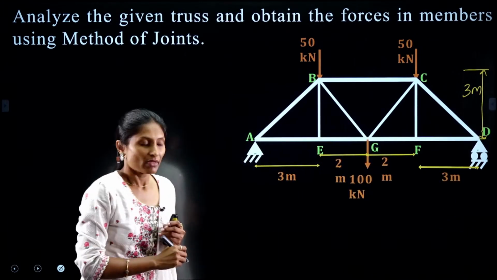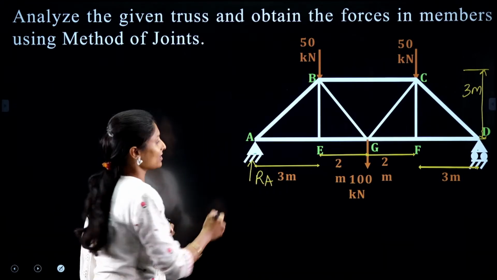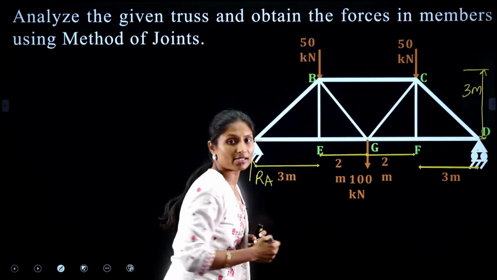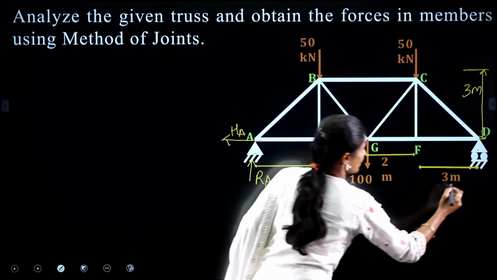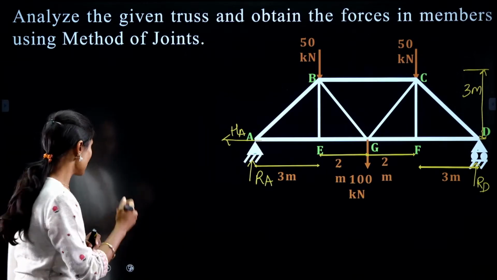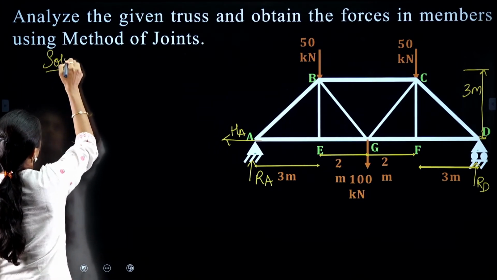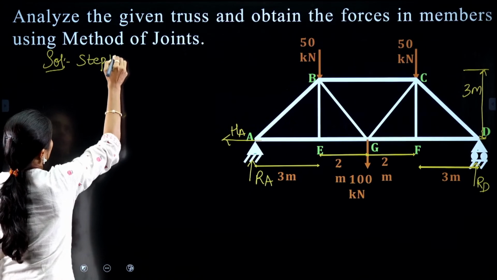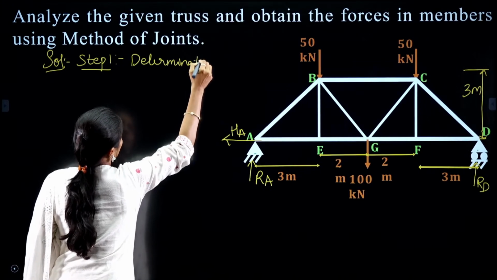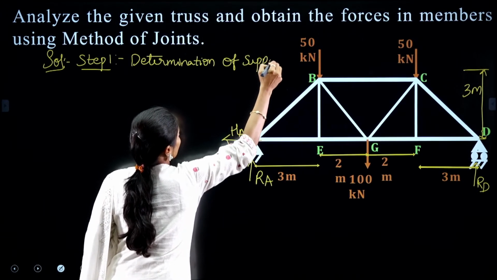3 meters. And at A, as it is hinged, it will have two reactions. One is RA and the other one is HA. And at D, it is a horizontal roller support. So at D, will have only one reaction, that is RD. So where do we start our problem with? Step 1 is determination of support reactions.